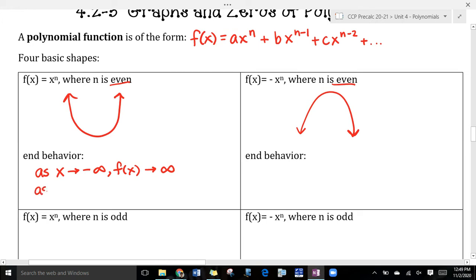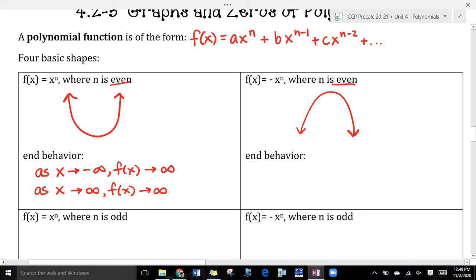And then I would write a second statement. As x approaches positive infinity, so now we're talking right side for the x value, we can see our arrow is still pointing up. So I would say again, f of x approaches positive infinity. So really this is a fancy way of saying the left side of the function is going up, the right side of the function is going up.